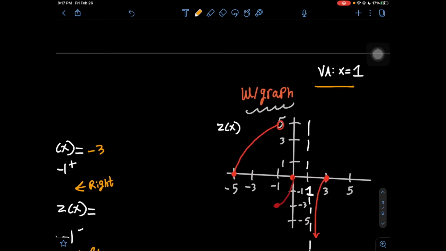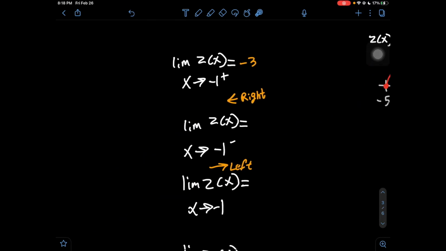Well, we can see that to the left of this -1 point, the graph is going up, up, up until it reaches 5, and at that point, it has an x value of -1. It's approaching this -1 and approaches a y value of 5, meaning that the answer to number 2 is 5. Now number 3 is asking for the limit of z of x when x approaches -1, there's no sign. This is a general limit, as we discussed before.